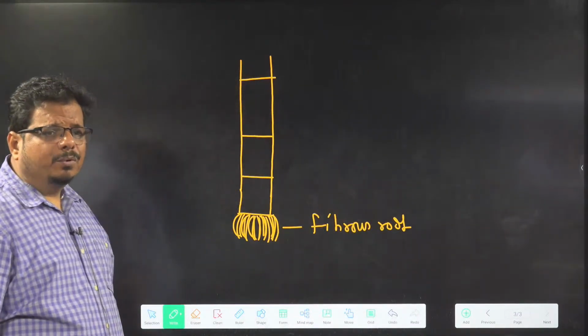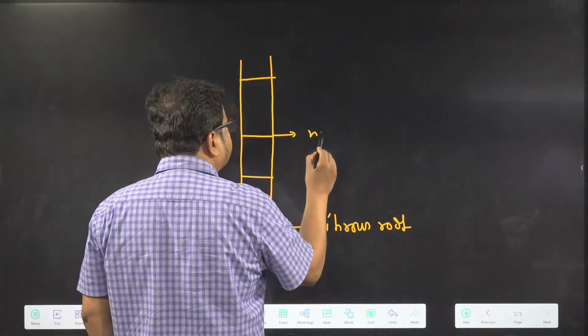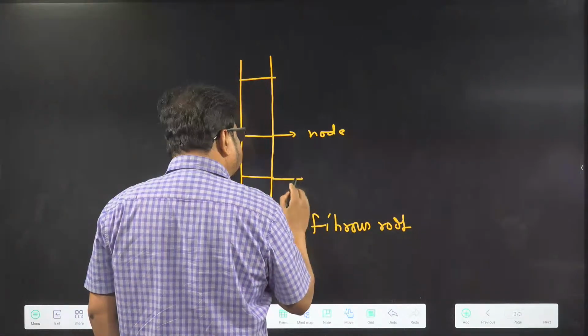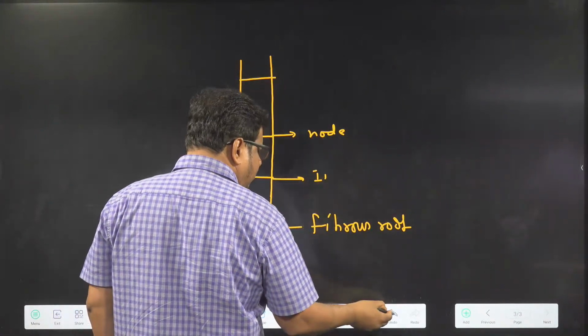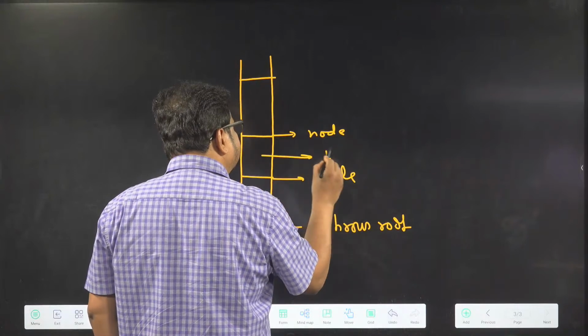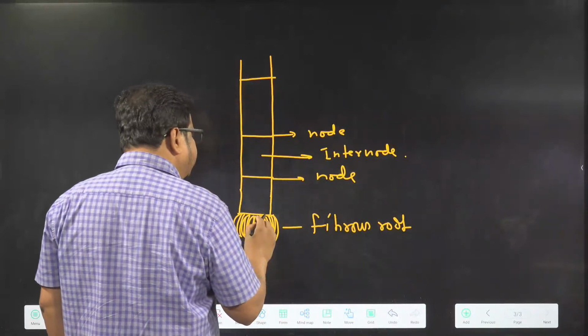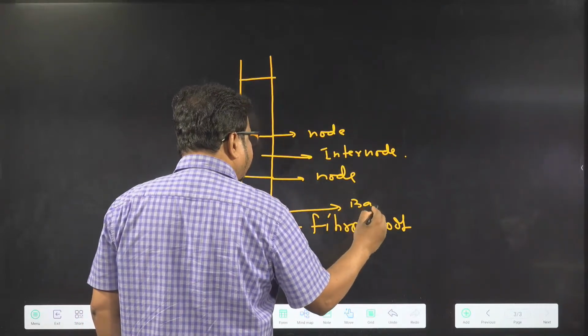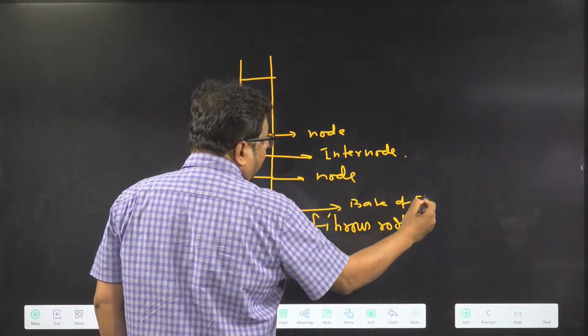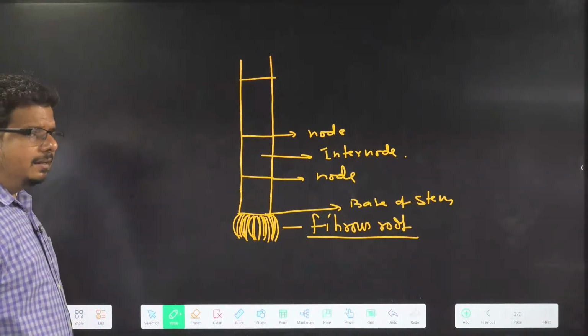It is which type of root? Fibrous root. Now this is a node, and this is an internode. Sorry, this is also another node. And between the two nodes, what is there? Internode is there. It means the upper part is stem and this is the base of a stem. And from the base of a stem, what is arising? Fibrous root is arising.